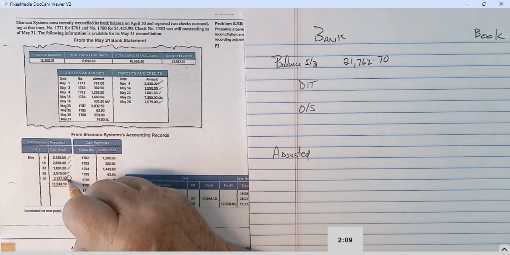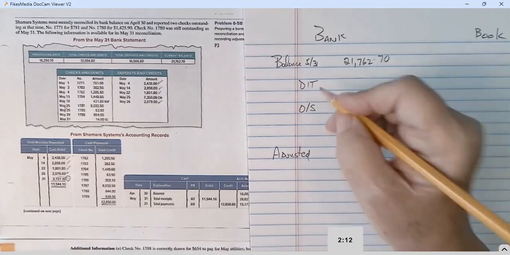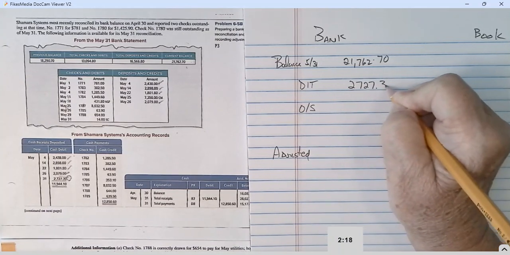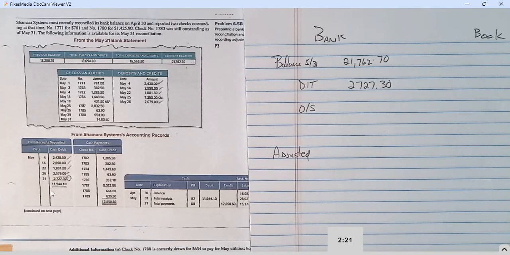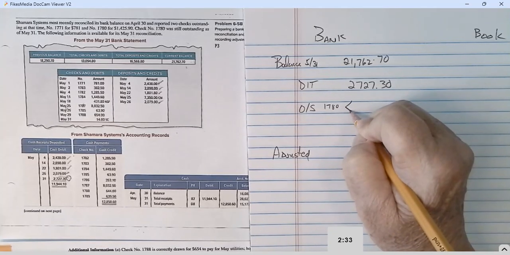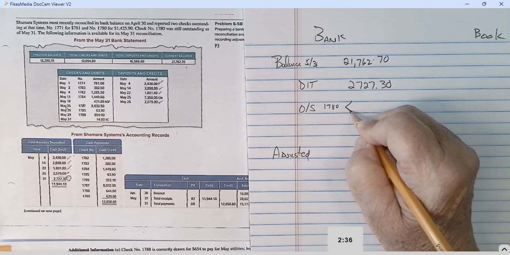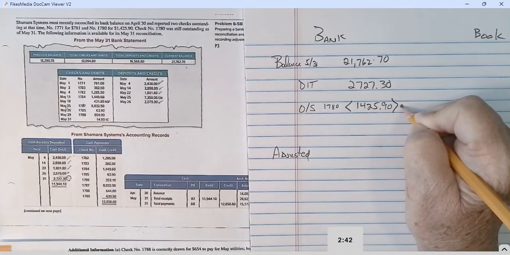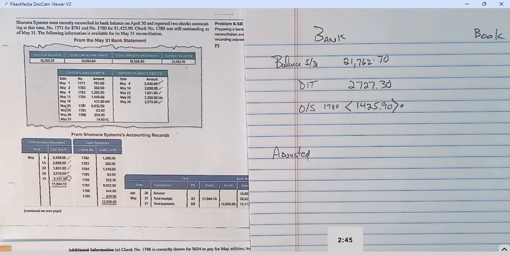So I have this one outstanding, so I put a tick mark with an O there. Okay, and that deposit amounted to 2727.30. Okay, in case you can't read that, 2727.30. So I got my cash disbursements. Now my outstanding check, they said that check number 1780 was still outstanding, and that check was the amount of 1425.90. And I always put a little bit of a hashtag, some kind of tick mark that it traces to the prior month's bank statement and not to the current cash disbursements.